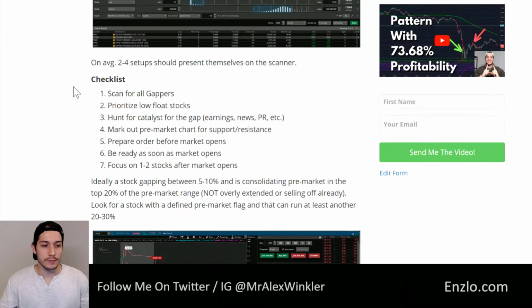A little checklist from all the things that I've gathered from all these different traders I've studied, specifically Ross's with this gap and go strategy. You want to obviously scan for the gappers. We've done that now. You want to then prioritize the low float stocks, so things really trading under 10 million in float. Then you want to hunt for the catalyst.